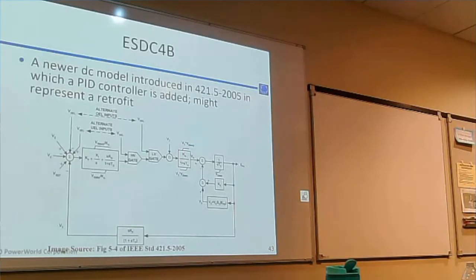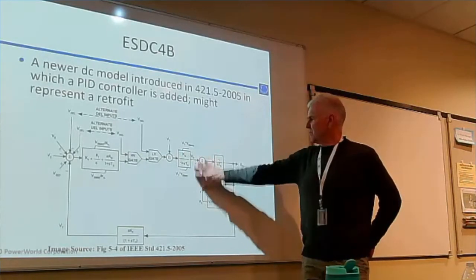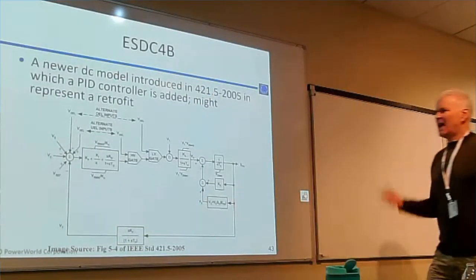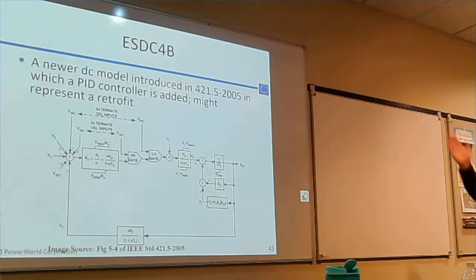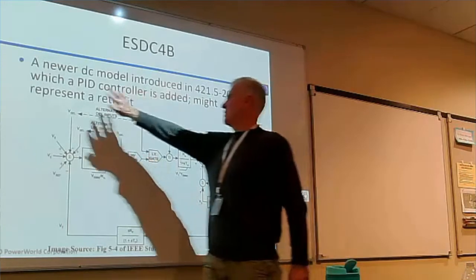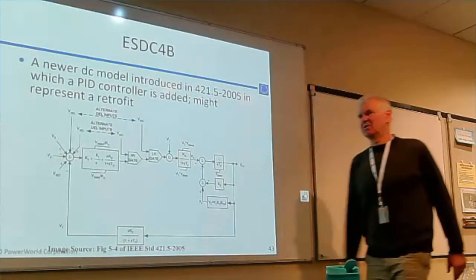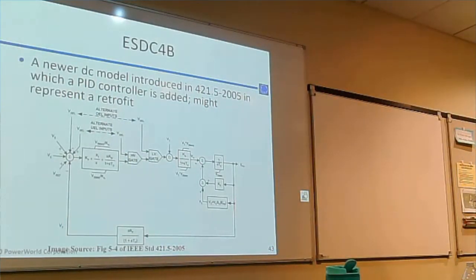There's an ESDC4B. This is a newer model introduced in IEEE 421.5 in 2005, in which a PID controller is added. That could represent a retrofit on an exciter. So this is pretty much as before. There's the amplifier, there's the feedback. But now, rather than having that lead lag, we add in a PID controller. If you're not familiar with PID controllers, when we get to governors, we will talk about how you design the parameters for a PID controller. A PID controller is a very common control design where you combine a proportional response with an integral response with a derivative response. We'll talk about that a little bit later on when we get to governors.